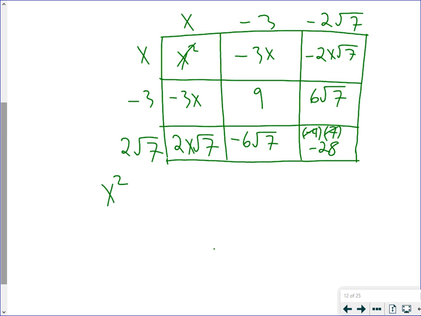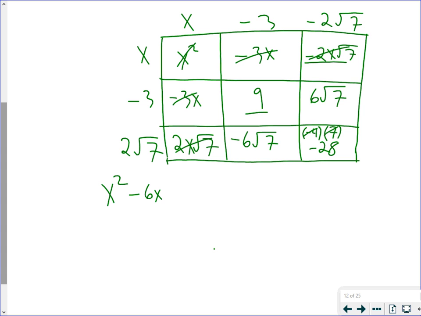There's no other x squared term. Negative 3x and negative 3x add up to give me negative 6x. Next, I have negative 2x root 7. That with positive 2x root 7 cancel each other out. They're the same number, except one's positive and the other one is negative. So if you add them together, they cancel each other out because they give you 0.